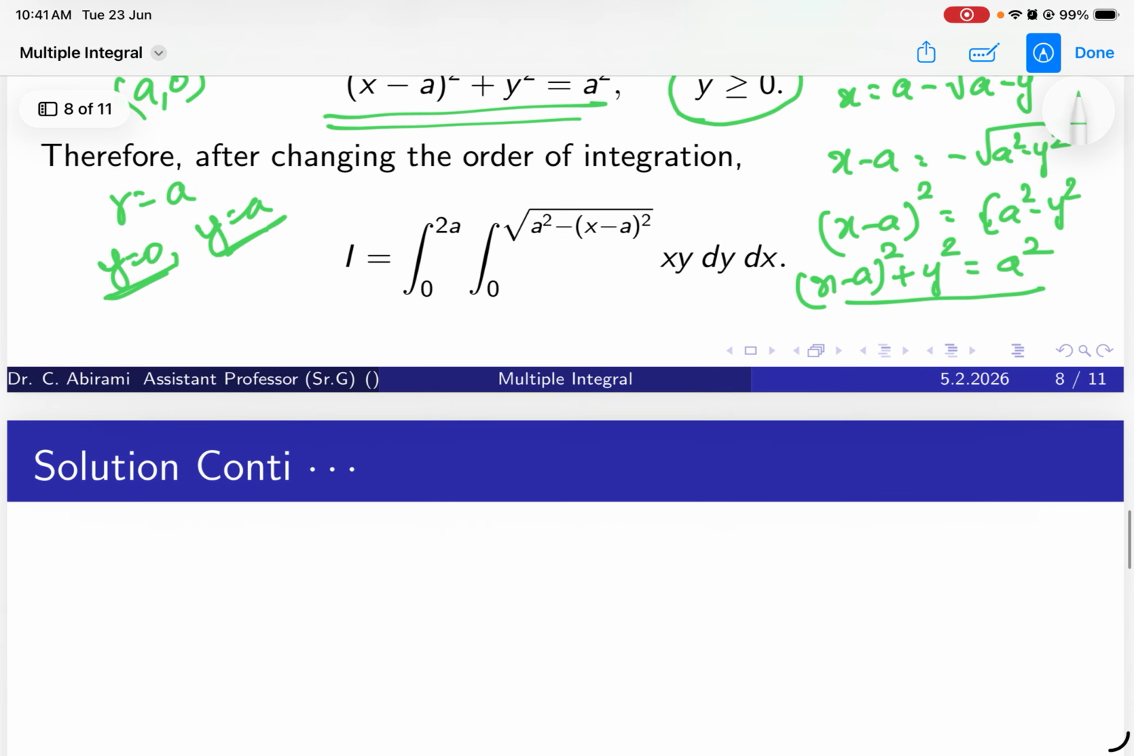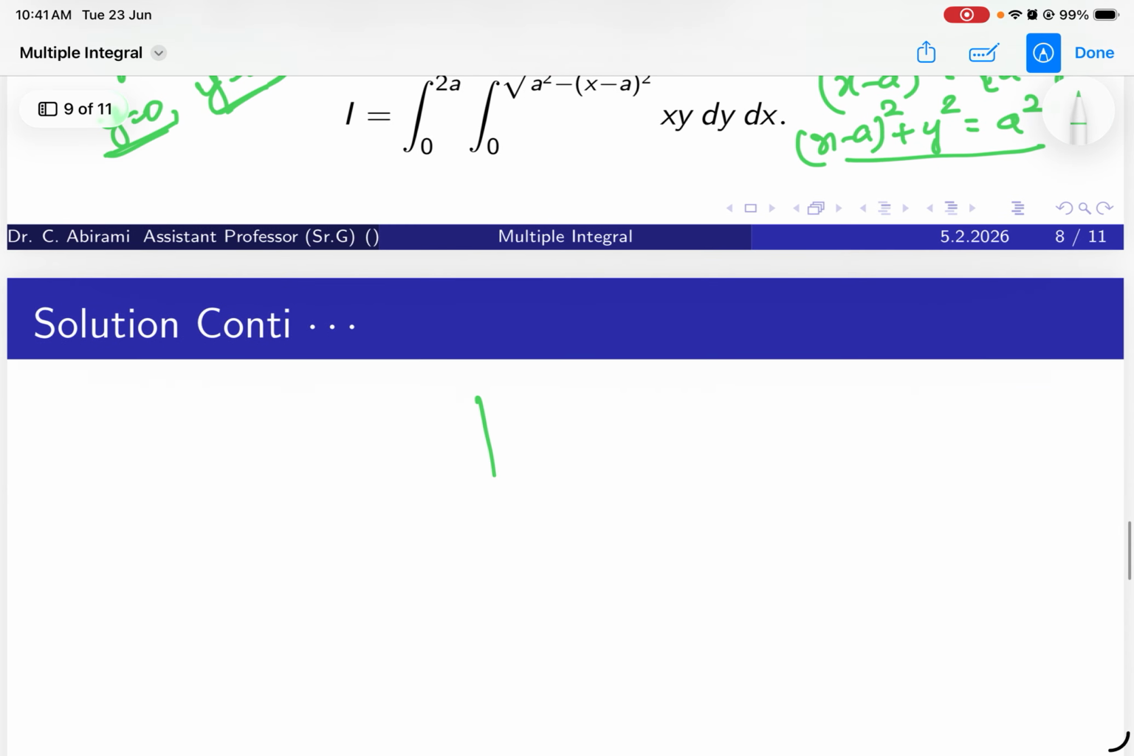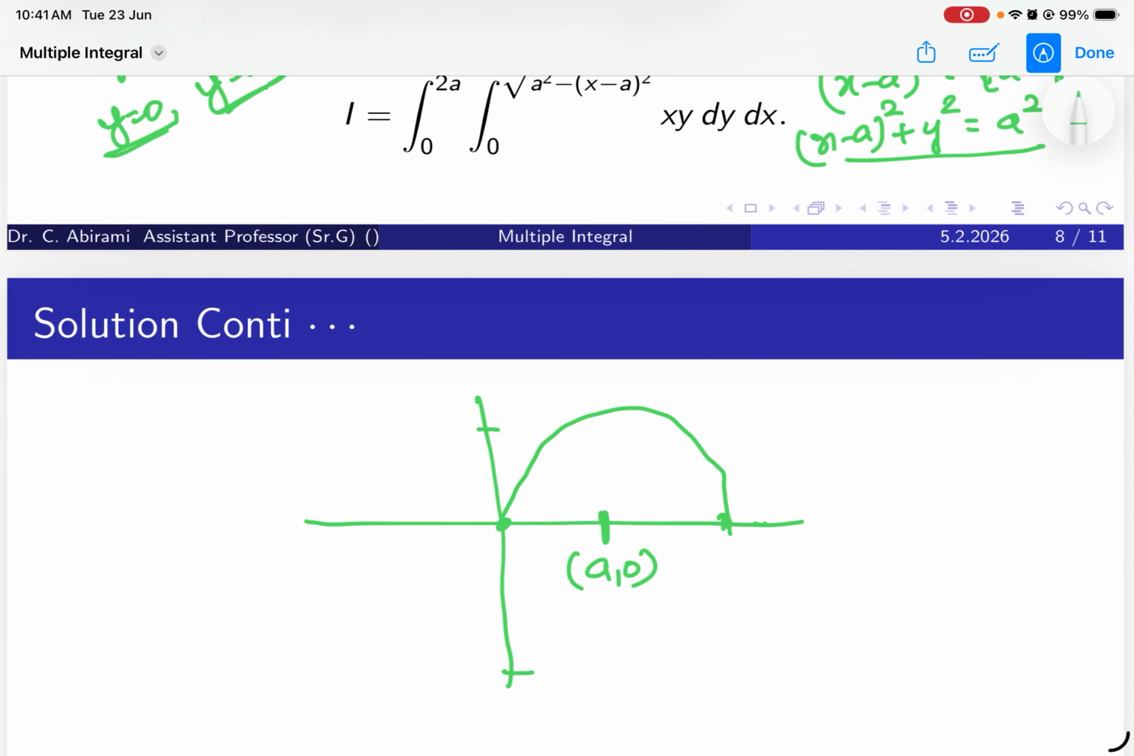So how do you sketch the diagram? Center at (a, 0) and radius is also a. So here a unit, here also a. Obviously the circle passes through the origin. Okay, so you can draw the diagram like this. This is (x minus a) whole squared plus y squared equal to a squared, a circle with the center at (a, 0) and radius a.